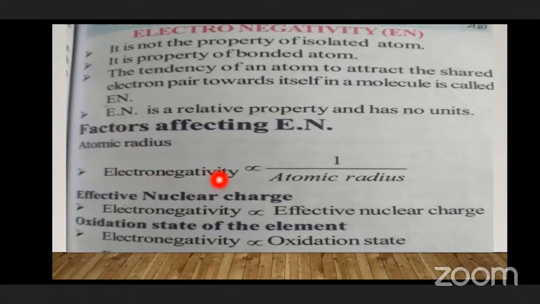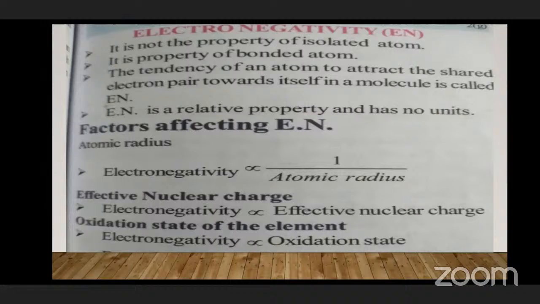And what are the factors influencing electronegativity? Atomic radius, and electronegativity is inversely proportional to atomic radius. By this I mean, if atomic radius increases, electronegativity values decrease. If atomic radius decreases, electronegativity values increase. This is the first factor. Similarly, effective nuclear charge and oxidation state, both are directly proportional to electronegativity. If effective nuclear charge and oxidation state are both increasing, then electronegativity values also increase. So this is about electronegativity.